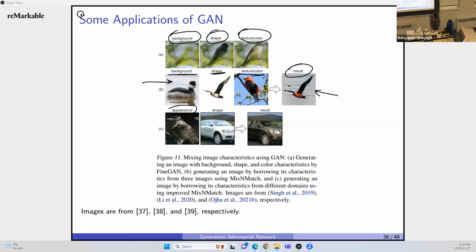Here is another cool one. You can get appearance and shape: appearance from a bird, shape from a car. The result will be a car with the appearance of a bird. Okay. Yeah, I think the professor was in this group. This is called mix and match. They are very new, 2020, 2021.